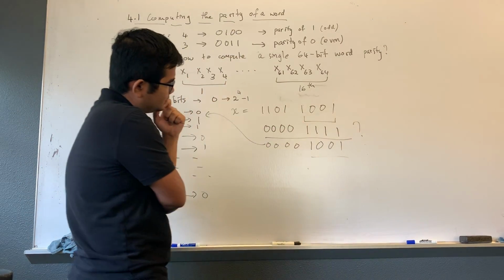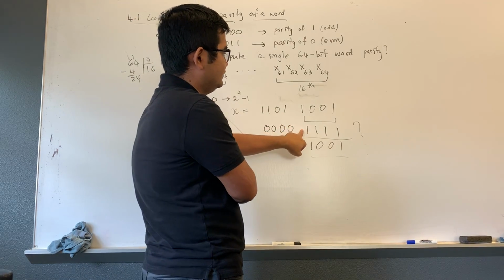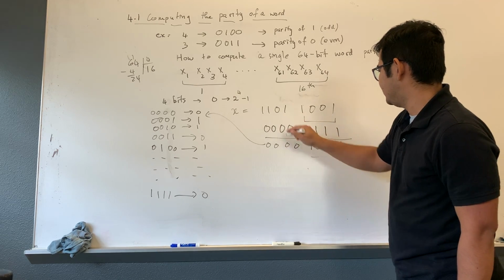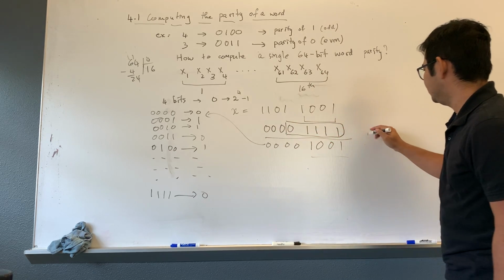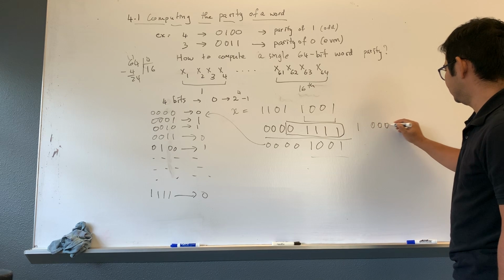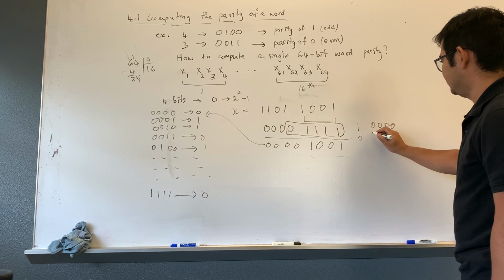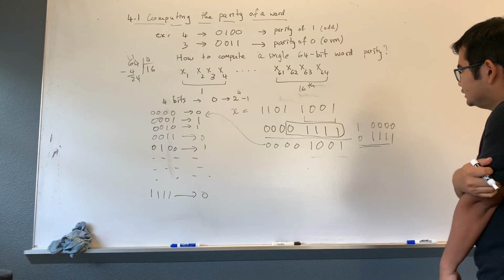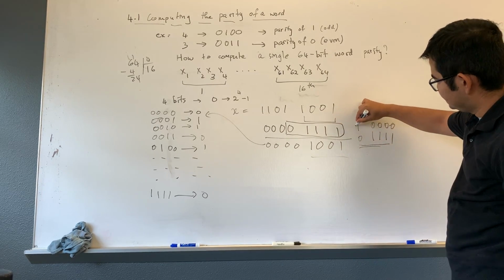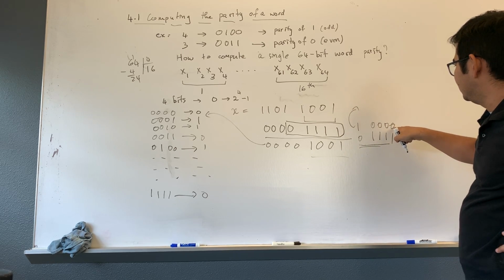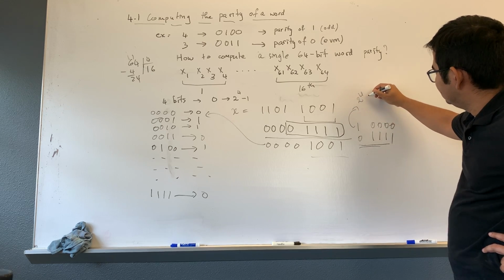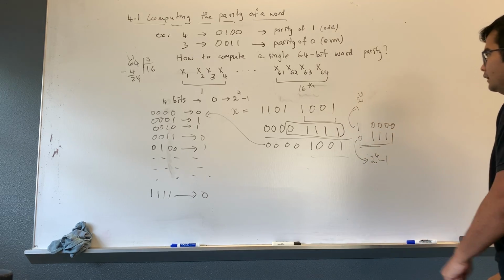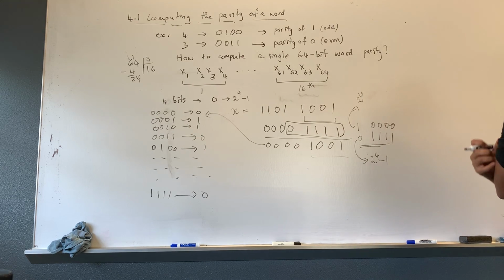So this is not 2 to the power. This is 8. So if we look at this portion, the difference between 1, 0, 0, 0, 0 and 0, 1, 1, 1 is that this is 1 less than this. So in order to get this, we know that it's basically 2 to the power of 4 minus 1. Right?